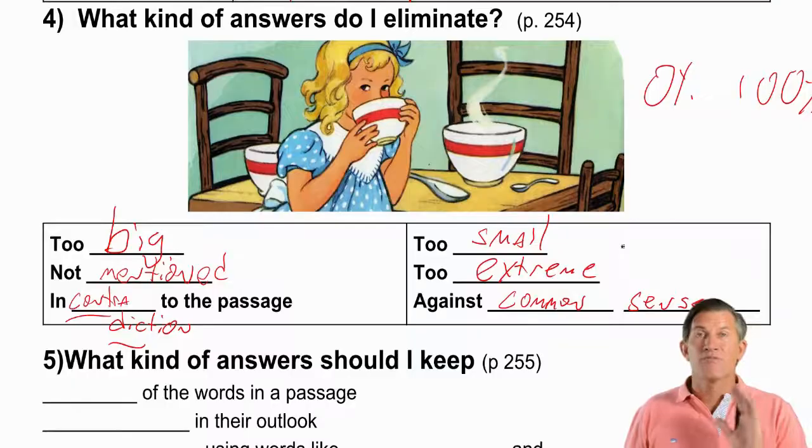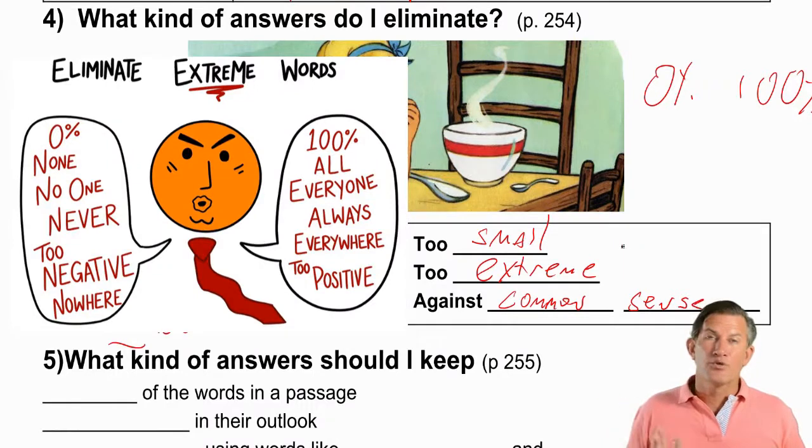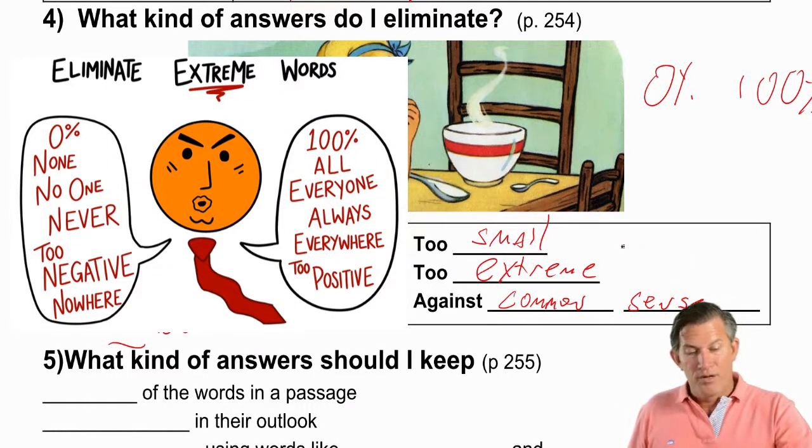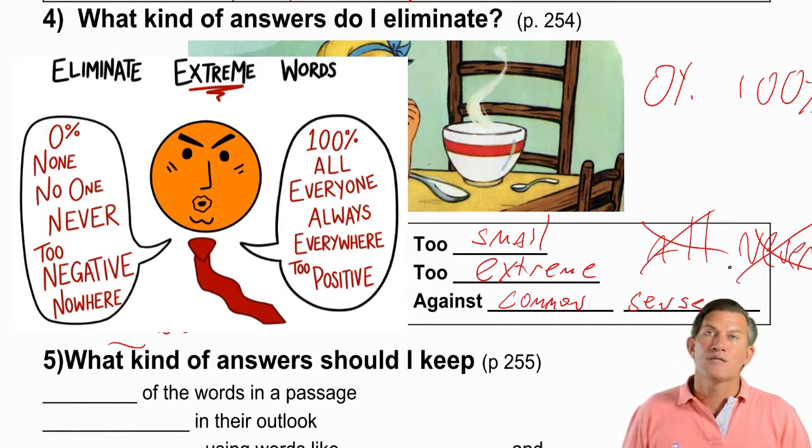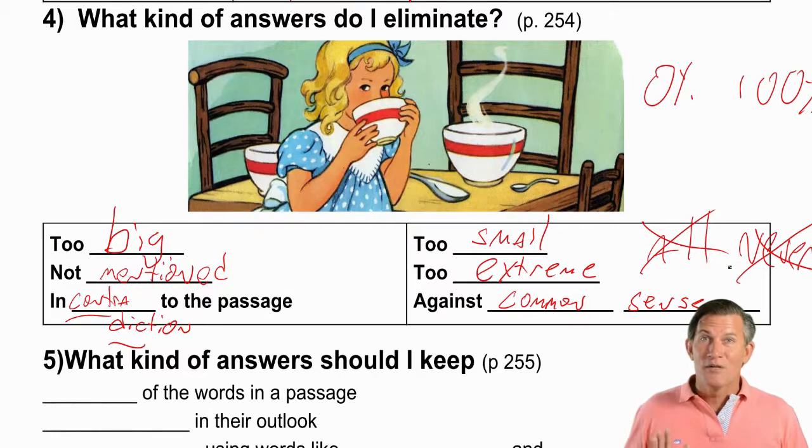If you're getting rid of the extremes, the too big and the too small, and the all, the none, the never. Anytime you see never in the answer, it's probably not it. Anytime you see always, it's probably not it. So you can use process of elimination just by reading the answers. You do need to read the passage, but by looking at the answers, you could get some eliminations.